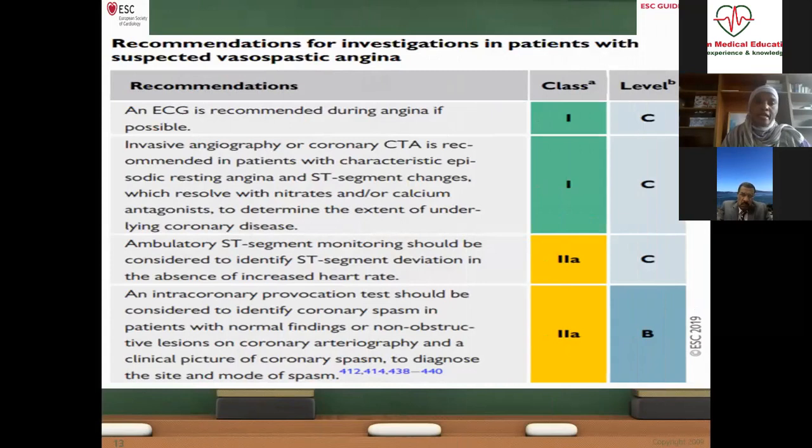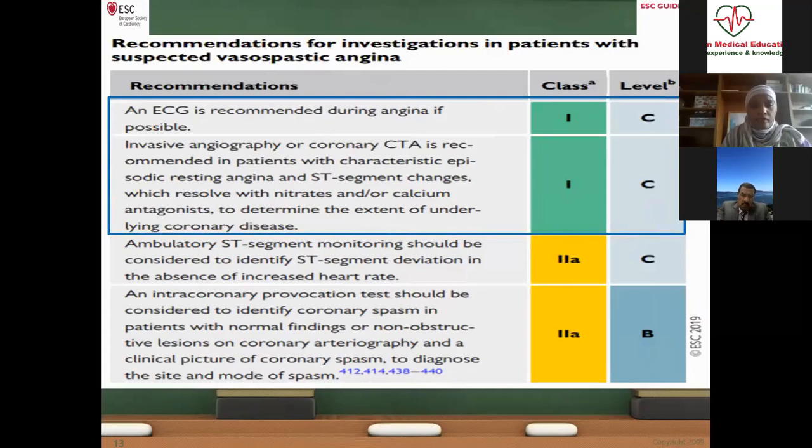Next, Abdulrhman. So class one with evidence level C: for those patients, ECG is recommended. And invasive coronary angiography or coronary CT angiography is recommended if we are suspecting vasospastic angina, or they are presenting with episodic resting angina and ST segment changes, and if there is evidence that these symptoms resolve with nitrates or with calcium channel blockers.